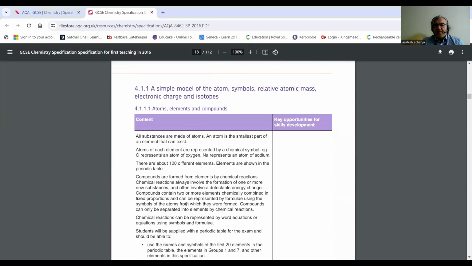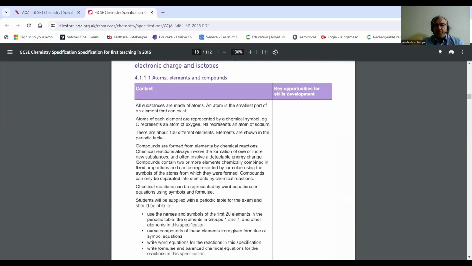So here it talks about pretty straightforward things. Please feel free to pause and take a closer look. We know that all substances are made of atoms. Atoms of each element are represented by a chemical symbol. So you need to know your chemical symbols at least up to calcium.